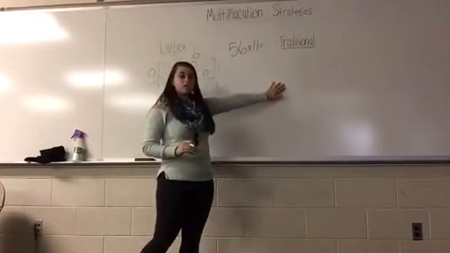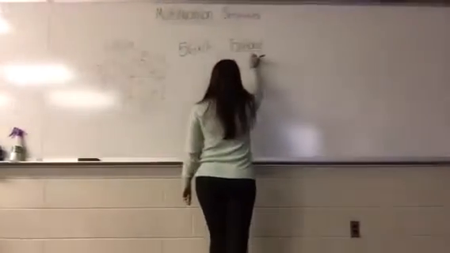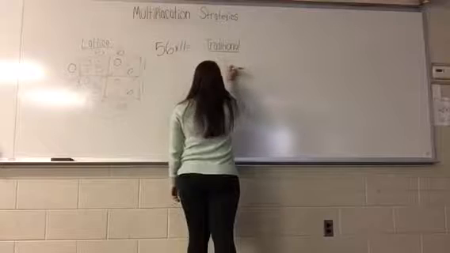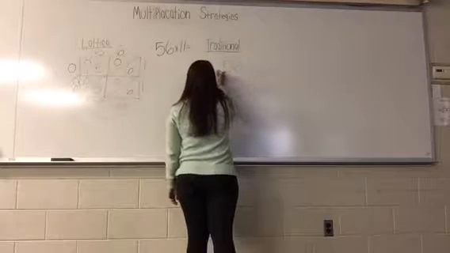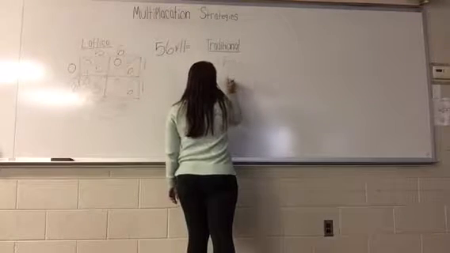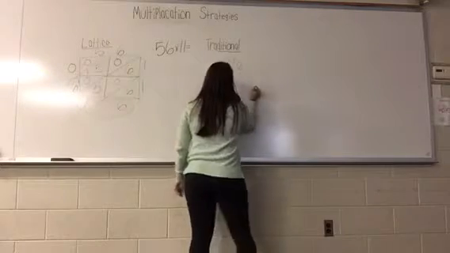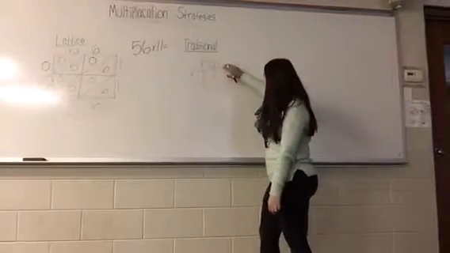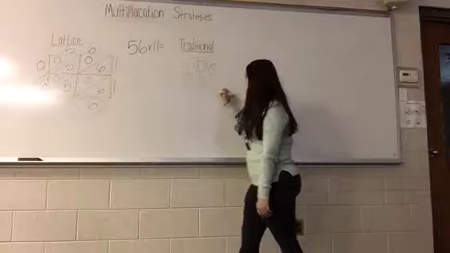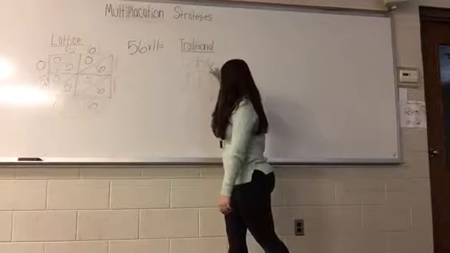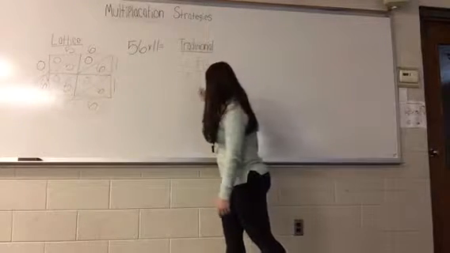Now I'm going to show you in the traditional method. So in the traditional method, we write our numbers vertically. So I'm going to write 56 times 11 and draw my line. So first, I multiply down. So I have 6 times 1, which is 6. And now I have 5 times 1, which is 5.